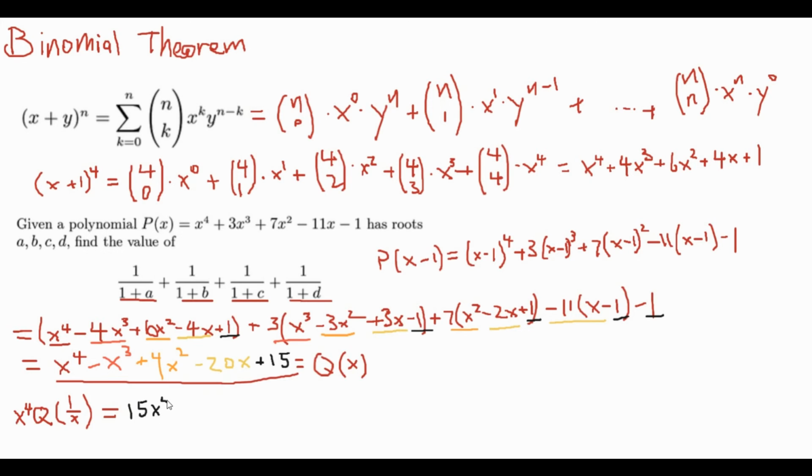This clears all the denominators and gives that this polynomial is equal to 15x power 4 minus 20x cubed plus 4x squared. Note that when we take q of 1 over x, we're just flipping the coefficients: the constant coefficient goes to the power 4 coefficient, and then the linear coefficient goes to the power of 3 coefficient, and so on. Right? Which is pretty interesting in my opinion.